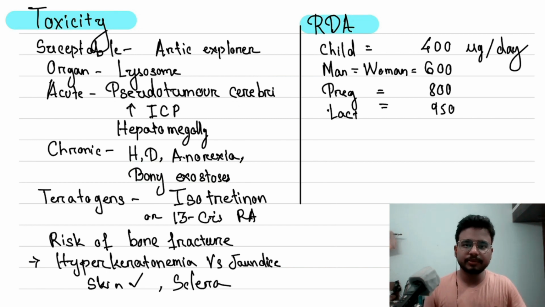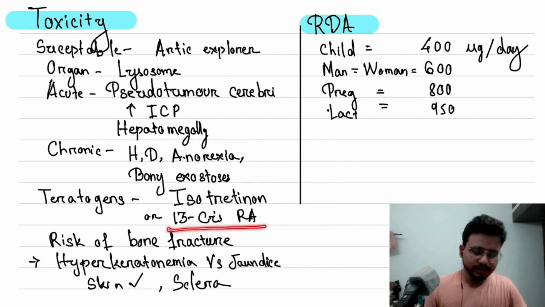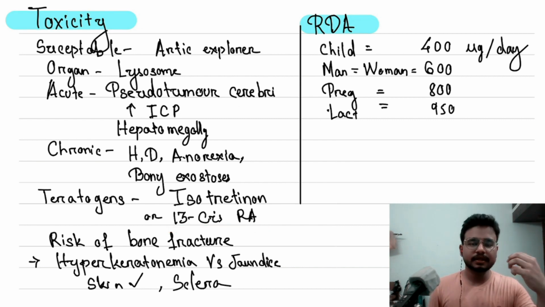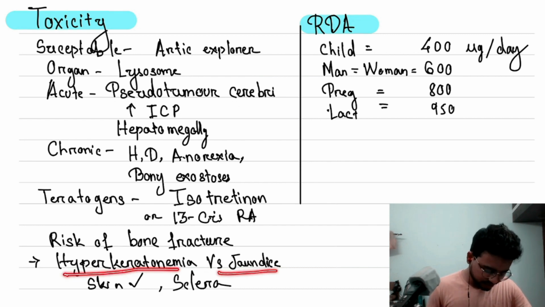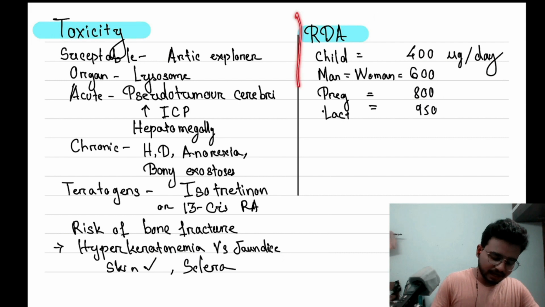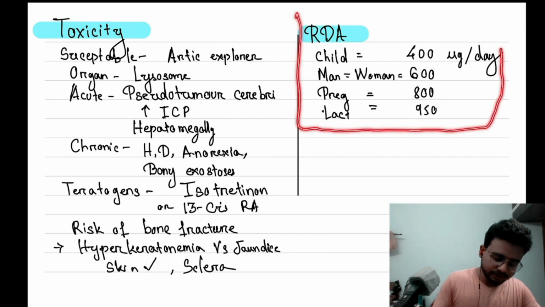In toxic quantity, vitamin A can be a teratogen to the pregnant mother. Generally, 13-cis retinoic acid is the teratogen. Vitamin A can increase the risk of bone fracture because it increases osteoclastic activity. There is a difference between hypercarotenemia and jaundice. In jaundice, both skin and sclera become yellow, but in hypercarotenemia, only skin becomes yellow. These are the RDAs of man, child, pregnant mother, and in lactation.